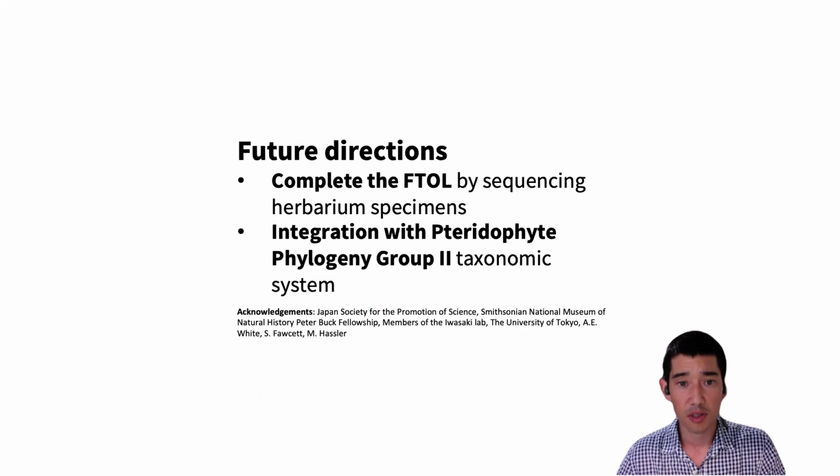So, future directions for this project. I want to complete the final fern tree of life, finishing that unsampled 50% by sequencing herbarium specimens. And I also want to integrate the fern tree of life with the upcoming Pteridophyte Phylogeny Group 2 taxonomic system, so that we can have a taxonomic system which can be a living online document that can be updated as new phylogenetic hypotheses become available.